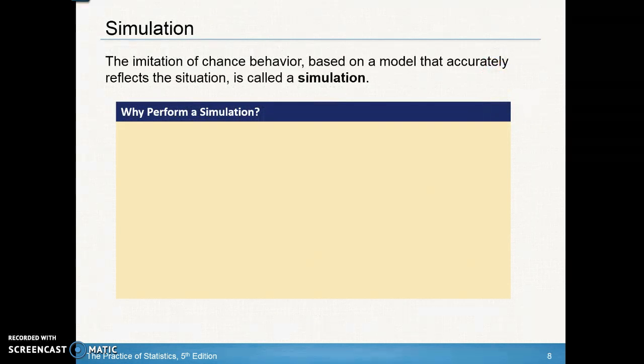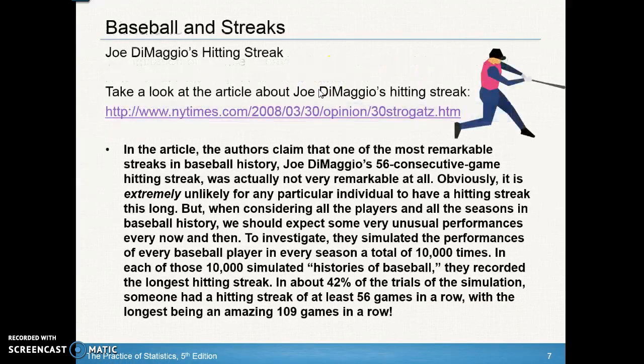All right, so why do we do simulations? What we just talked about on the previous page with Joe DiMaggio was a simulation of putting players at bat to see what percentage they would have of getting that hitting streak of 56. So the imitation of chance behavior based on a model is called a simulation. On the previous page, when they simulated performance, they basically pretended like somebody batted 10,000 times and then saw out of those 10,000 times, how many times did they get 56 hits in a row?